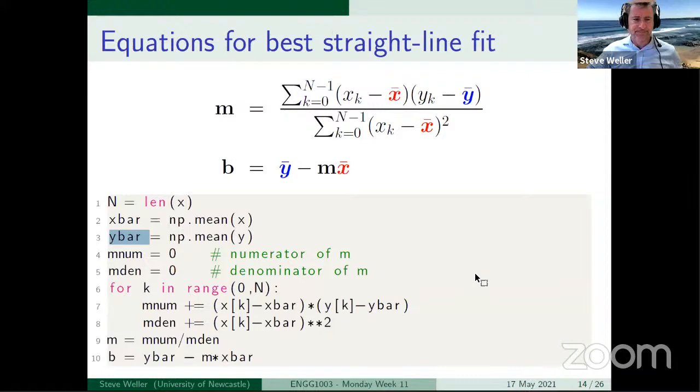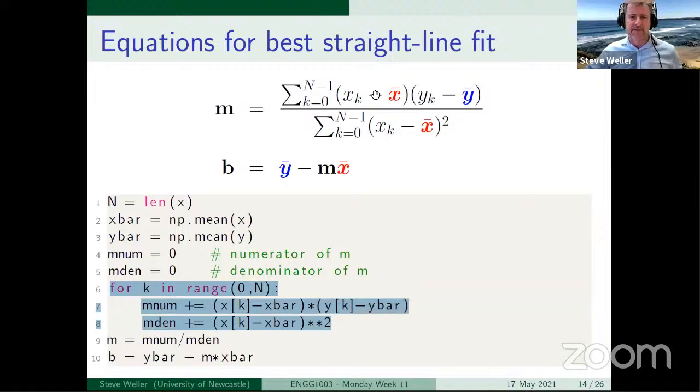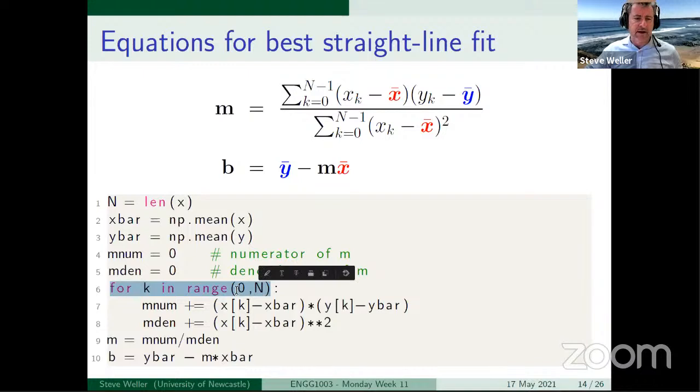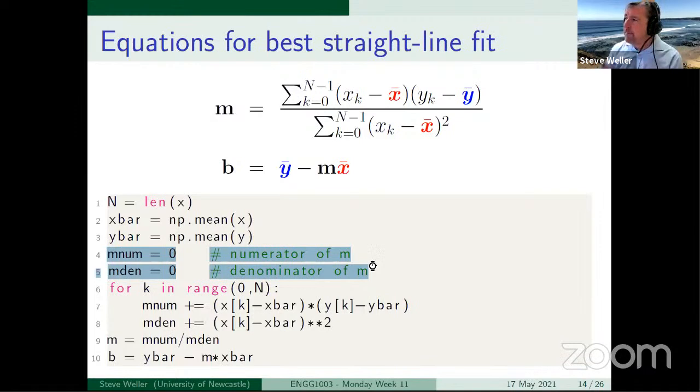And then in lines 6, 7, and 8, we compute the running sums. You'll remember before when we saw the sigma notation, running from zero up to n minus one. Here we have a for loop running from zero up to n minus one. Because we're going to compute running sums, we've got m num, which is the numerator, and m den, which is the denominator. We need to initialize those to be zero. This is a programming pattern that we see again and again. We'll be computing running sums, and we need to initialize before the loop starts.